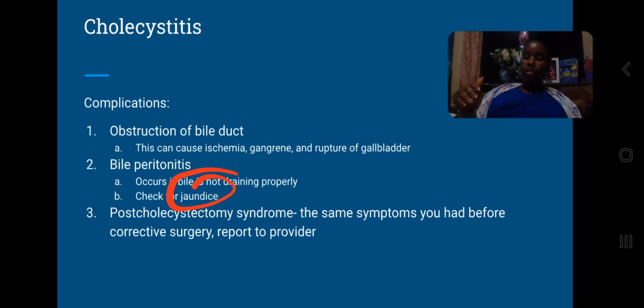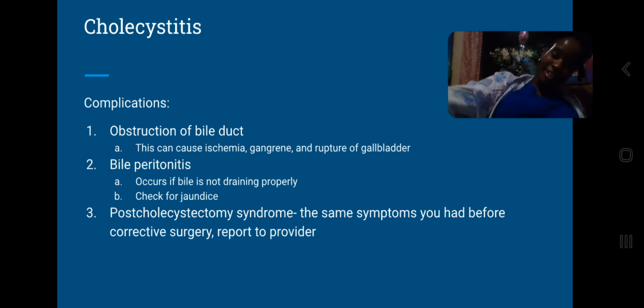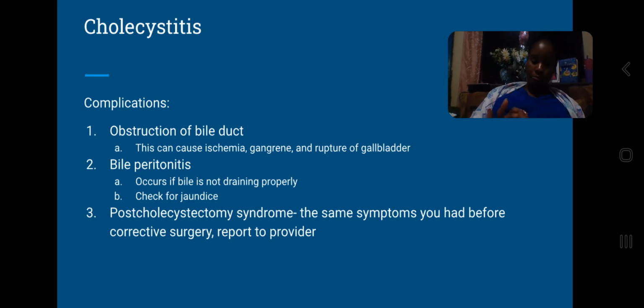Post-cholecystectomy syndrome is another complication. These are the symptoms that you had prior to surgery, and you have them after surgery. If you have this, you need to report it to the provider because you still have the gallbladder, it's still inflamed. You need to go see that everything was done properly, or that they didn't forget about you. I'm just kidding. So just remember that syndrome with this one.